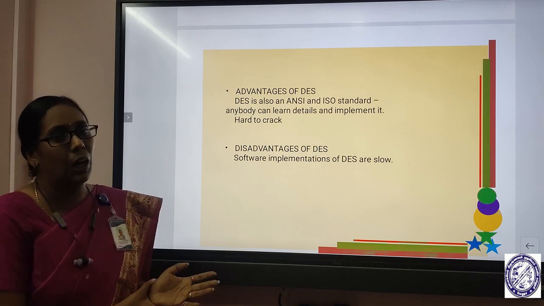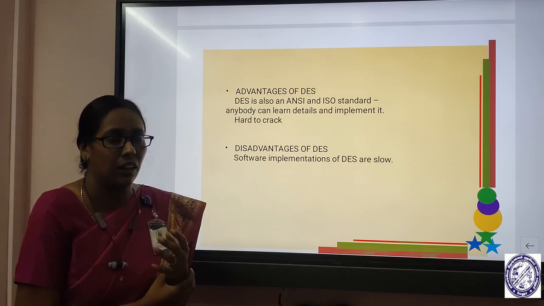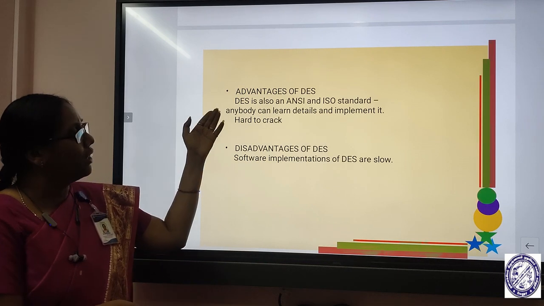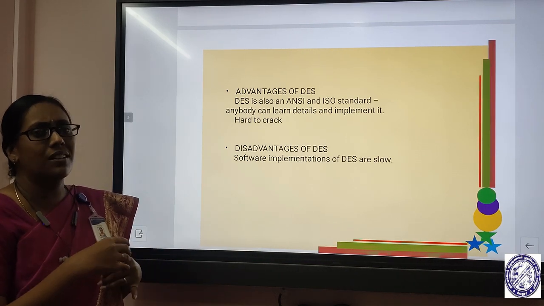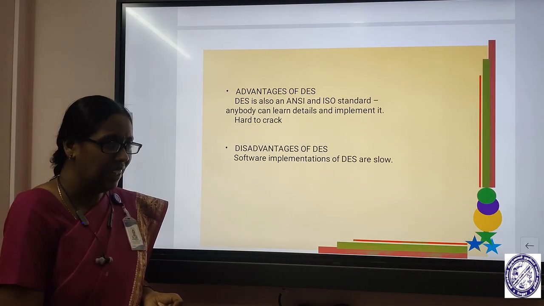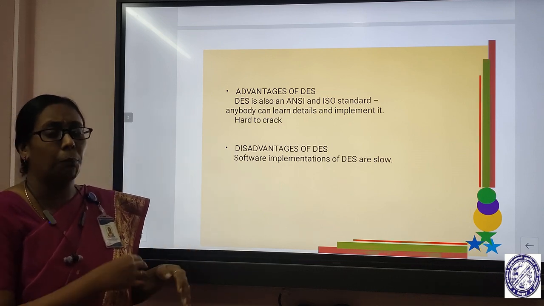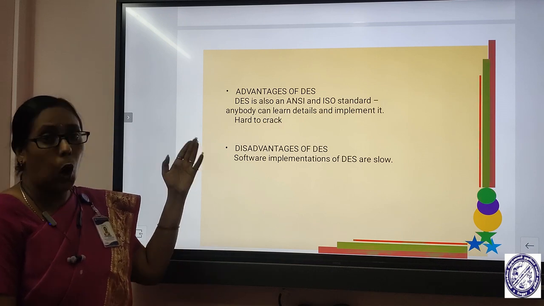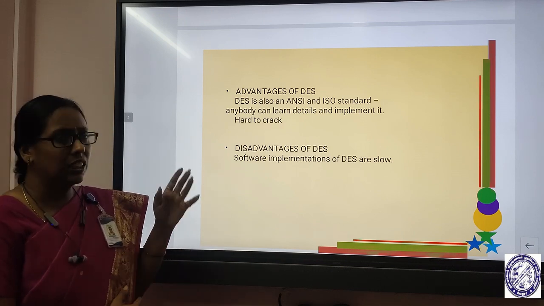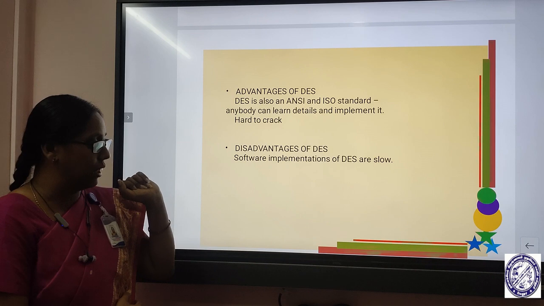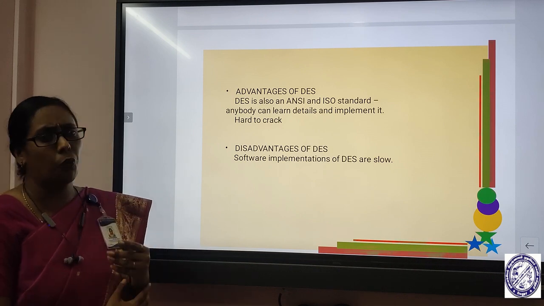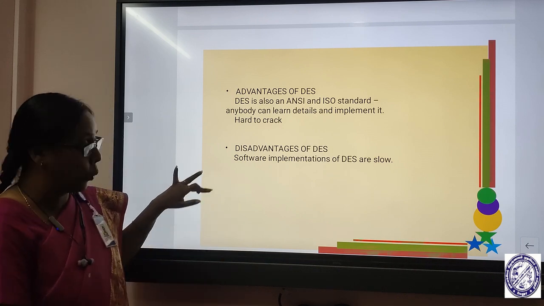Now we will see about the advantages and disadvantages of DES. The advantages: it is an ANSI and ISO standard. Anybody can learn it easily and implement it easily. It is hard to crack. And then the disadvantage of DES is that software implementation of DES is very slow.